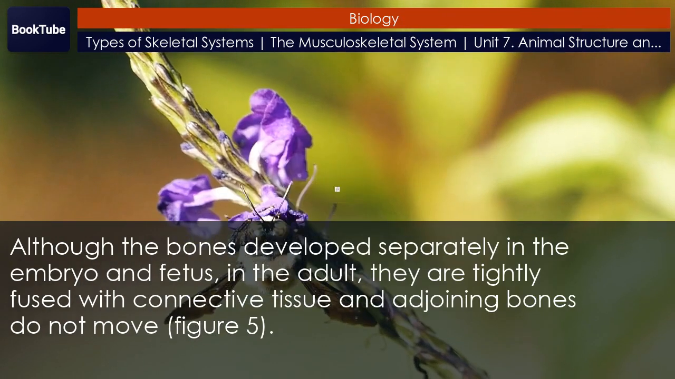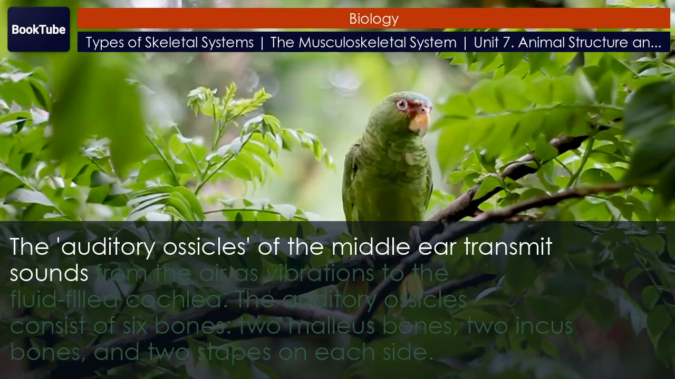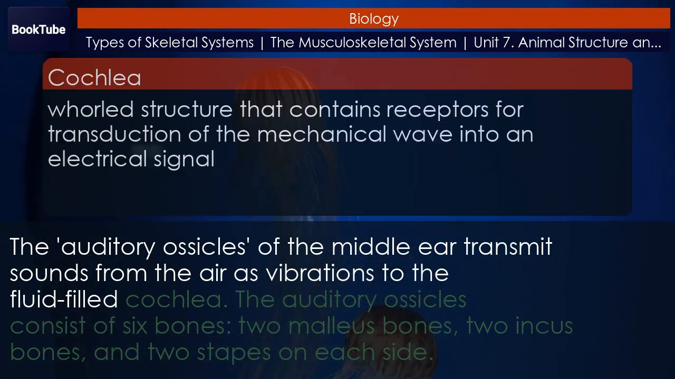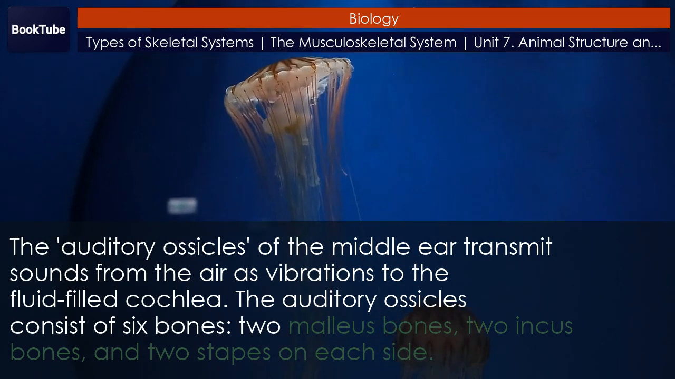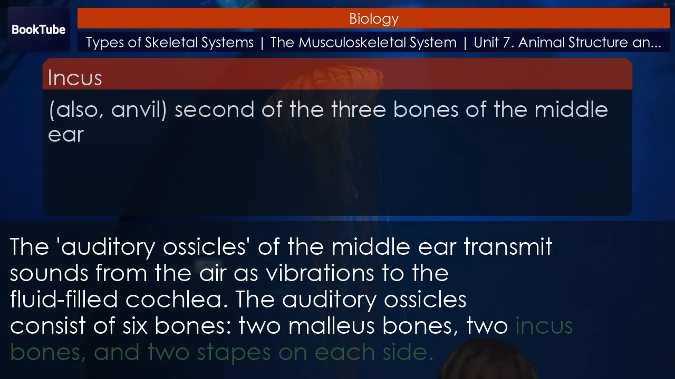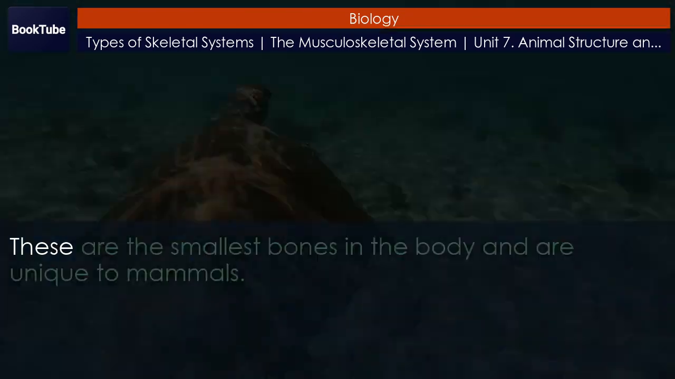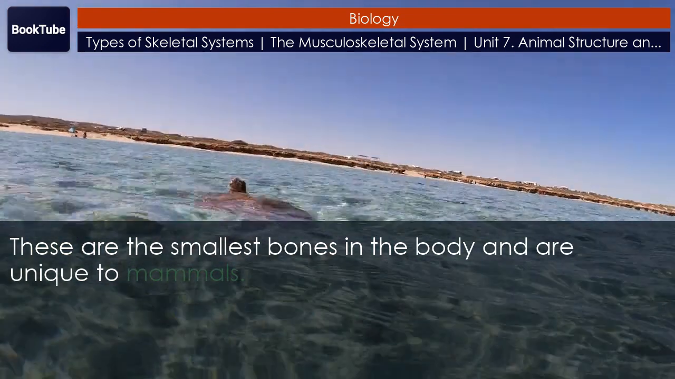Figure 5. The auditory ossicles of the middle ear transmit sounds from the air as vibrations to the fluid-filled cochlea. The auditory ossicles consist of 6 bones: 2 malleus bones, 2 incus bones, and 2 stapes on each side. These are the smallest bones in the body and are unique to mammals.